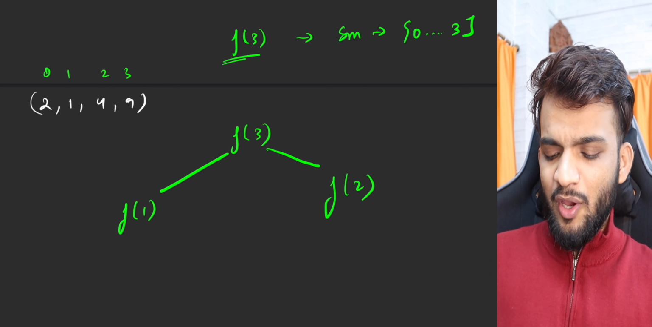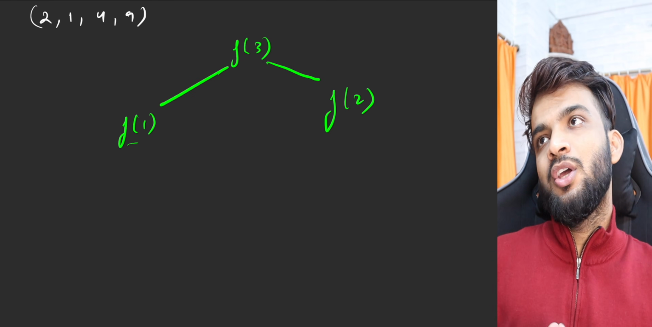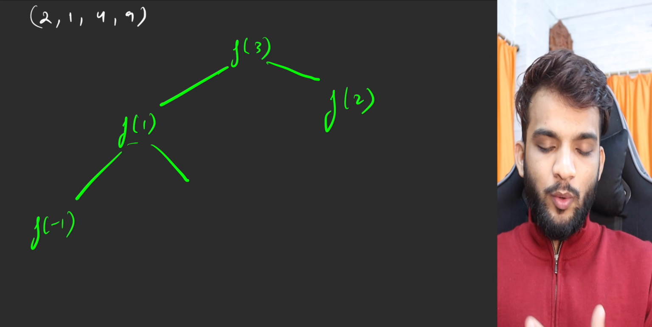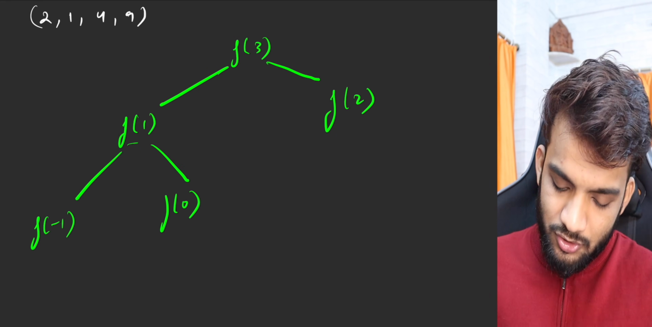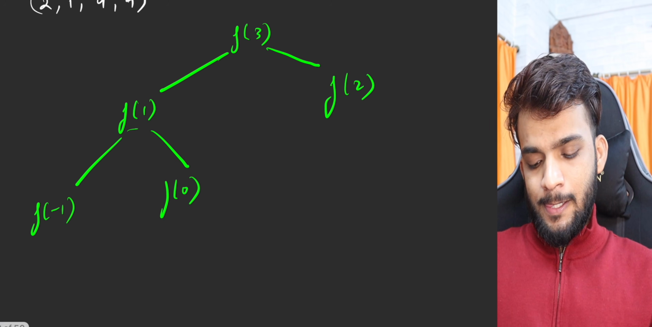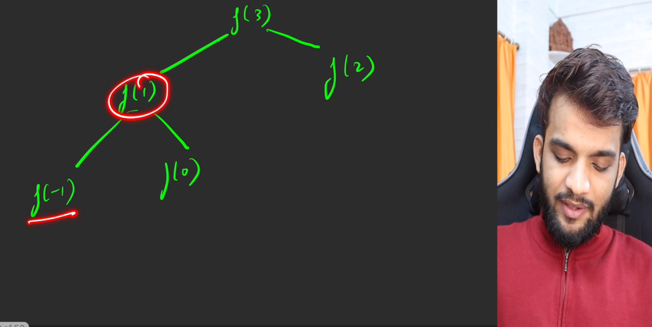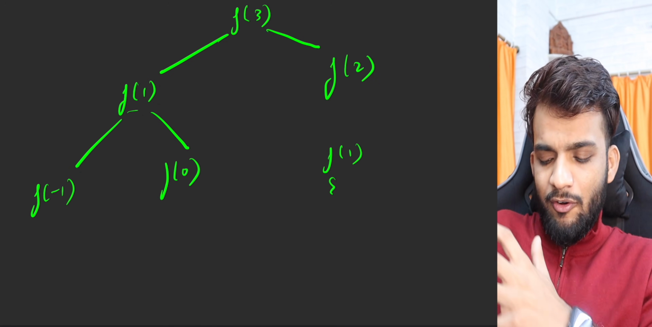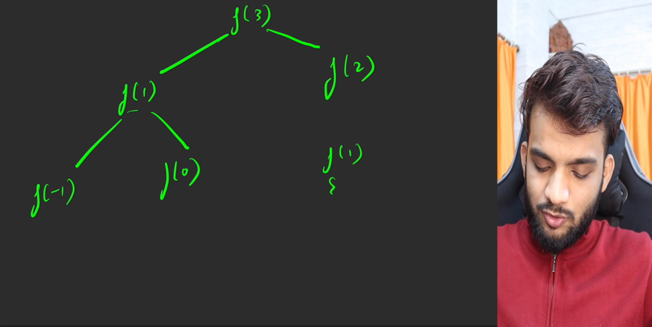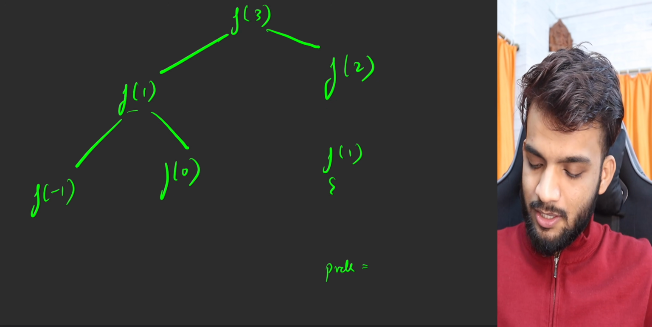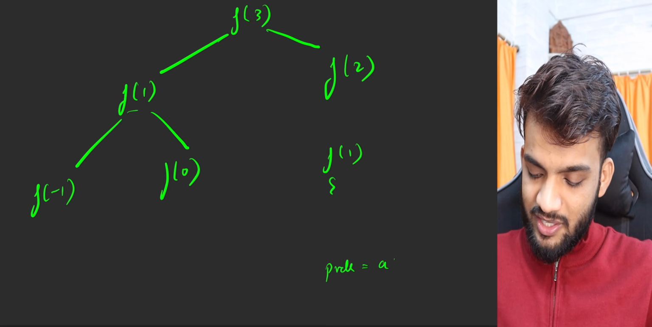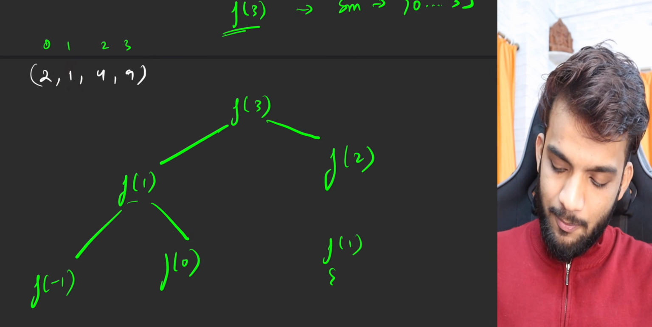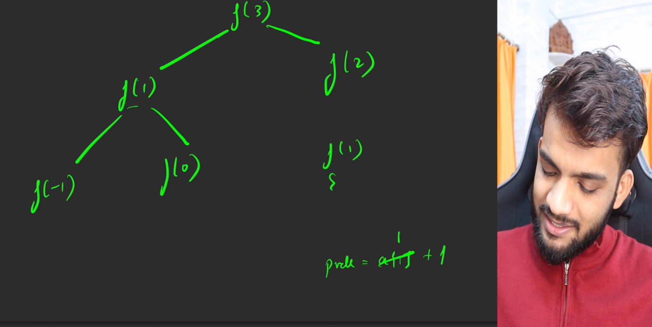Makes sense. Now, if you are at f of 1, again, there are a couple of conditions. If you pick up, you're going to go to f of minus 1. And if you decide you're not going to pick up, you're going to go to f of 0. So right over here at f of 1, you have encountered an f of minus 1. If I try to write this f of 1 in the code, it will call a pick, which will be a of 1. What's the value of a of 1? That's nothing but 1. So let's pick up 1 plus f of minus 1.